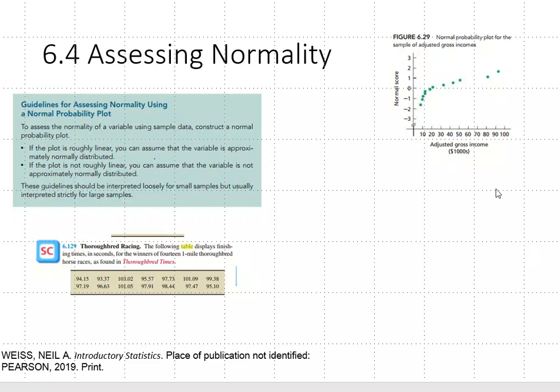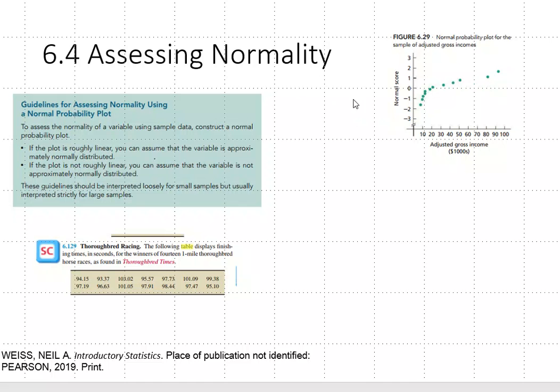In this video, 6.4 from the textbook, we're assessing for normality. In the previous videos, we looked at normal distribution curves and finding the area underneath the curve. Now this section shows us how to create normal probability plots, where we have an observed value measured against a normal score, and see whether the plot we get is linear or not. If it's linear, that means the data is normally distributed. If it's not linear, it is not normally distributed.